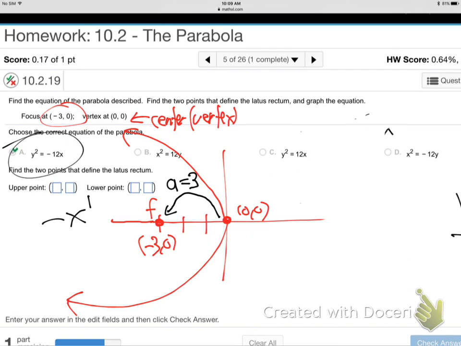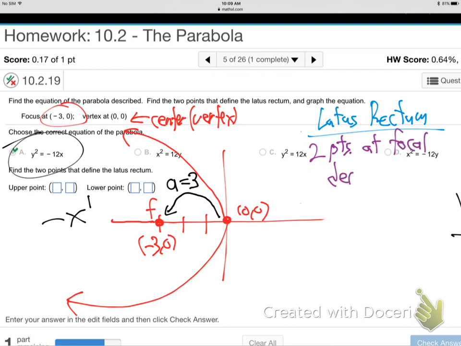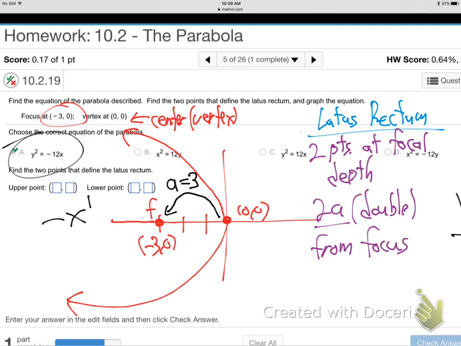It's 2 points. Let me write a definition for you. The latus rectum points are 2 points at the focal depth, 2A, double, from the focus. What does all that mean? Let me show you what it means. It's pretty easy once you get the hang of it.